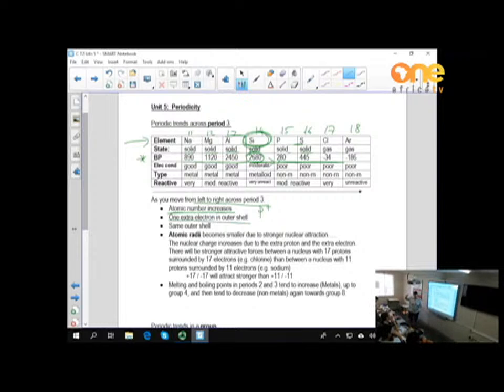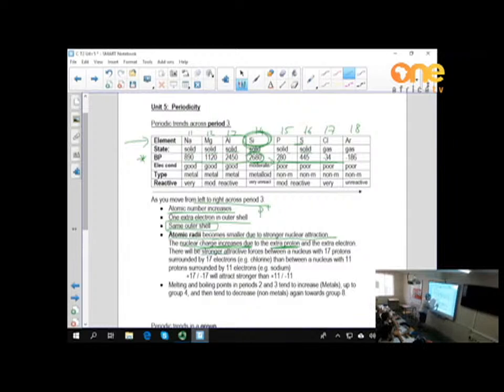Okay. Now, we also have one extra electron in that outer shell. So the negative charge is also increasing. All right? It's in the same outer shell. In other words, it's got 3 shells. We're busy with period 3. The atomic radius, the size of the atom, in other words, becomes smaller as we go from left to right, because we have the stronger positive charge pulling the electrons closer. All right? Yes. The nuclear charge increases due to the extra proton. The atomic number increases.